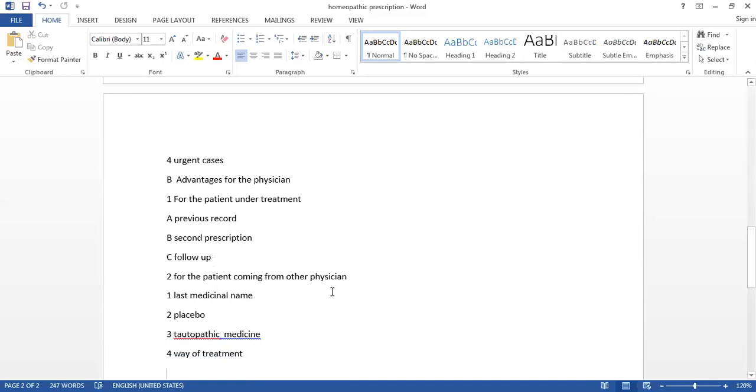If the patient is from another physician, then here the most important thing, you will get the name of that medicine, potency of the medicine and the repetition. That means in short, you will know the posology of that previous treatment. So it will be easy for you to give the second prescription, or the first for you and the second for that patient.